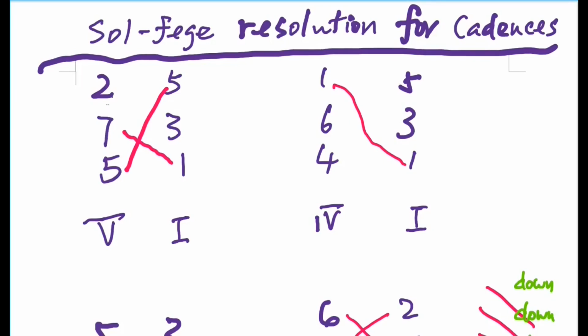Then the remaining note is the Re. The Re will resolve to the nearest possible note. That is Re goes to Mi. So this is 5-1. Keep the same note. Leading note goes to tonic.